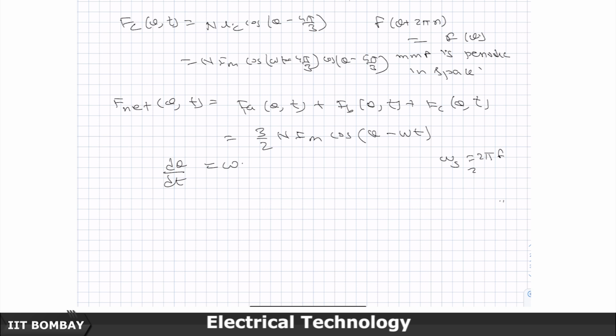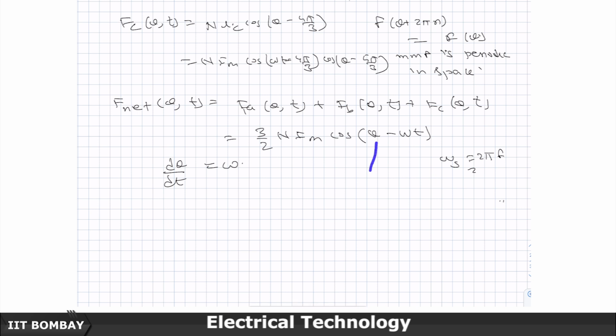This is the thing. If the observer is also sitting on that wave and rotating, which means he is also carrying a rotation at the same speed omega, wherever he is sitting, whatever MMF value he is seeing at that time, suppose he is at theta naught at t equal to 0, then he will see 3 by 2 NIm cos theta naught. He will continue to see the same MMF, because he is rotating with the same speed as the wave speed. So, he will not see any difference in the MMF.